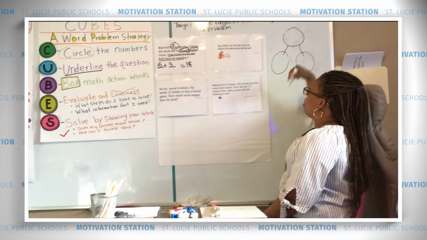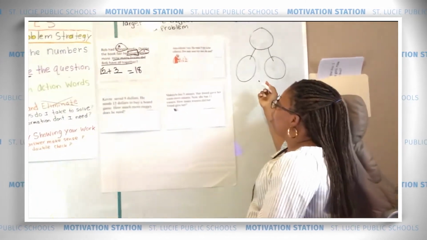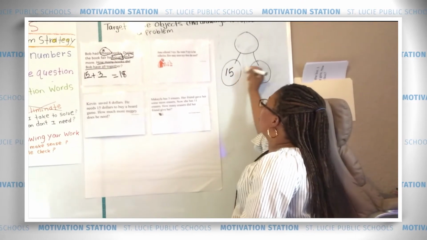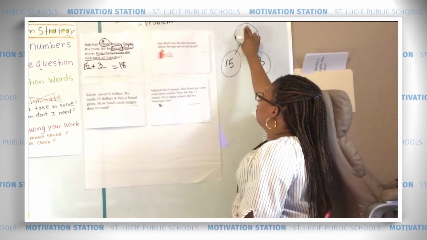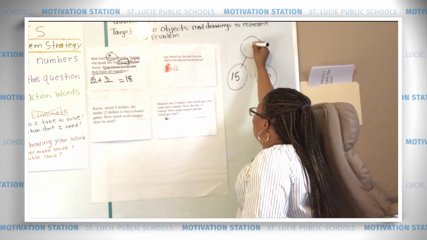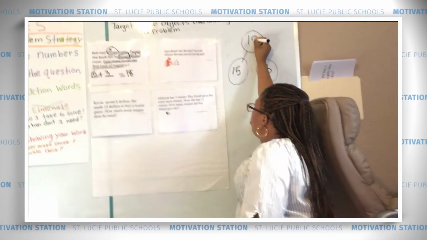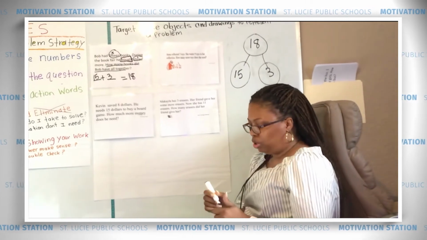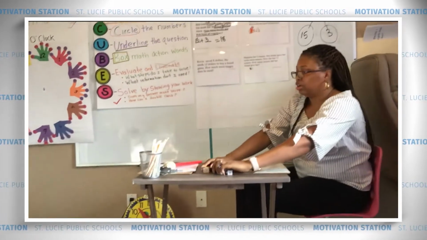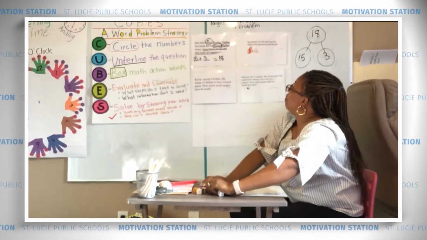This is my number bond. I know that I had 15. I know that I got 3 more, and I needed to figure what my whole amount was. And I know that that is 18 now that I've worked it out. Now, let's go down to using the manipulative.